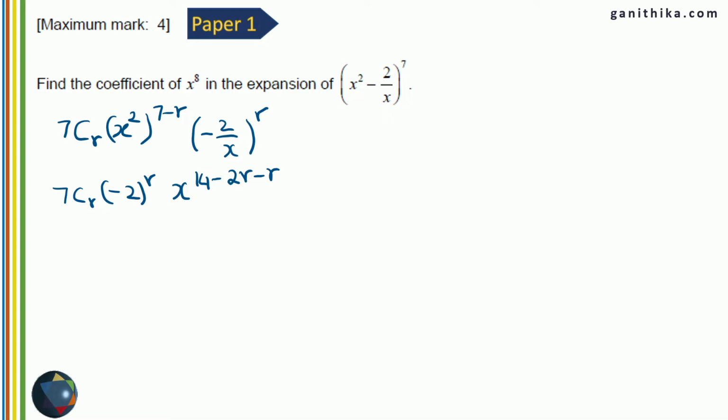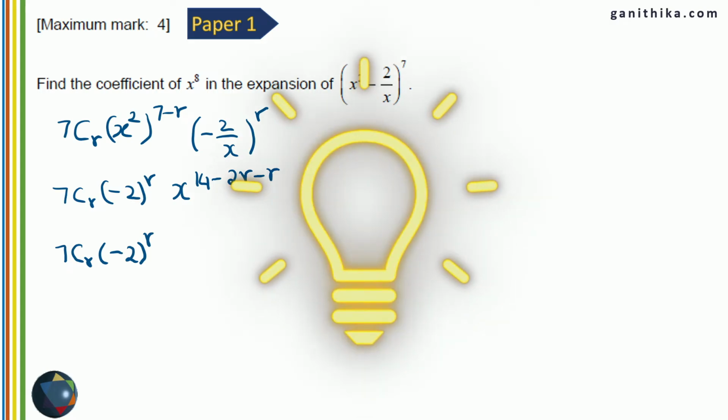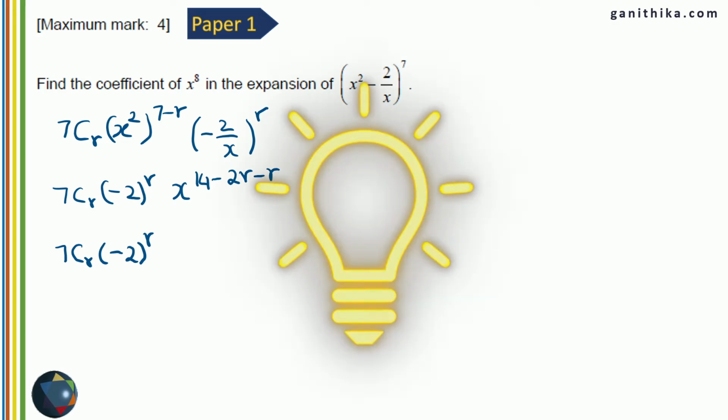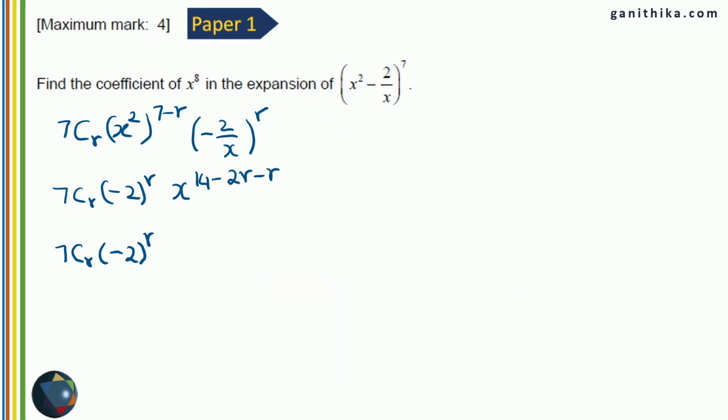Therefore, the expression will be 7cr negative 2 to the power of r. Careful with negative 2 and whole power r. Because if r is even, you will get this as a positive number. If r is odd, the answer will be negative. So you have to be careful to put that minus inside the bracket for r. And then x to the power of 14 minus 3r.